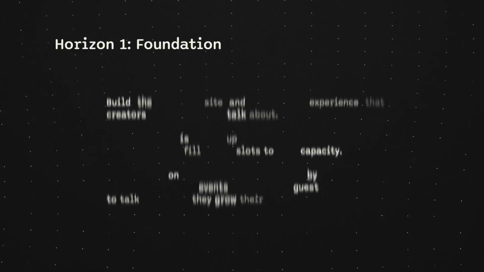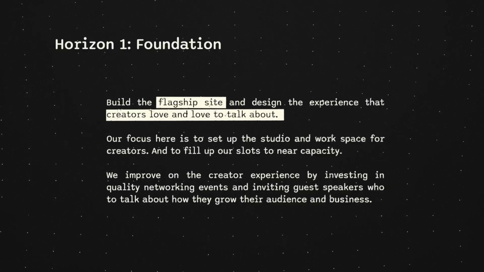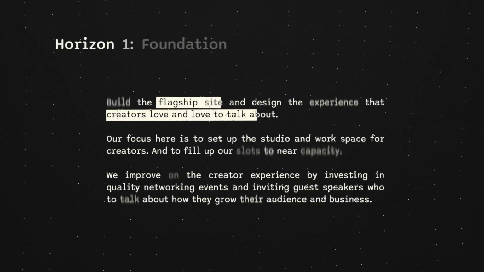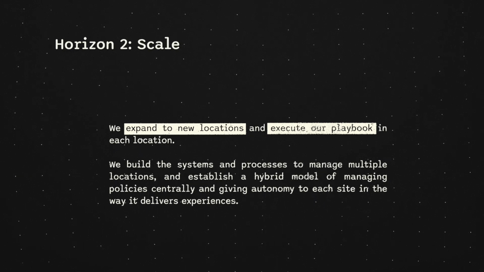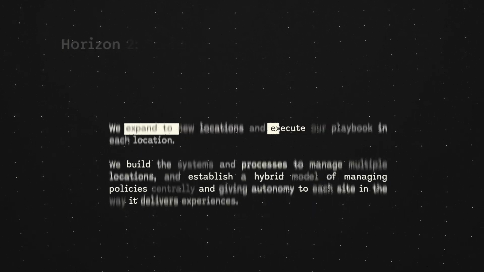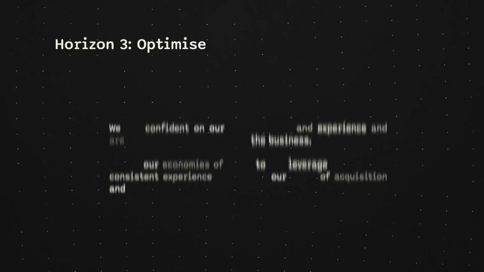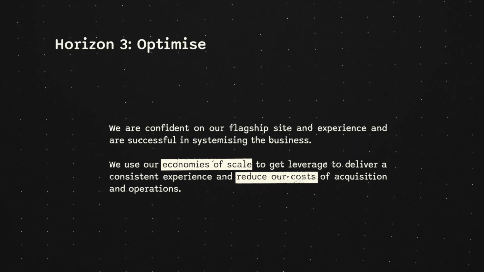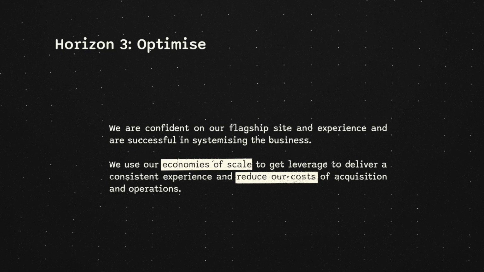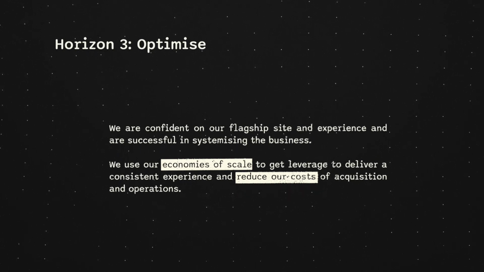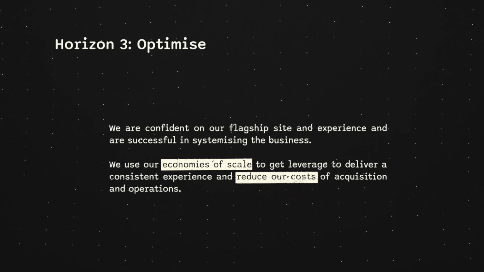In Horizon 1, foundation, we're focused on building the flagship site and delivering on the experience that our creators will love and talk about. In Horizon 2, scale, we'll use the playbook from the original site and begin expanding to new sites, executing better as we repeat the process. In Horizon 3, optimize, we review each part of our system and find ways to improve it. We have economies of scale, which we can use to deliver a consistent experience and reduce our unit costs. And that's a good way to close out our strategy story.